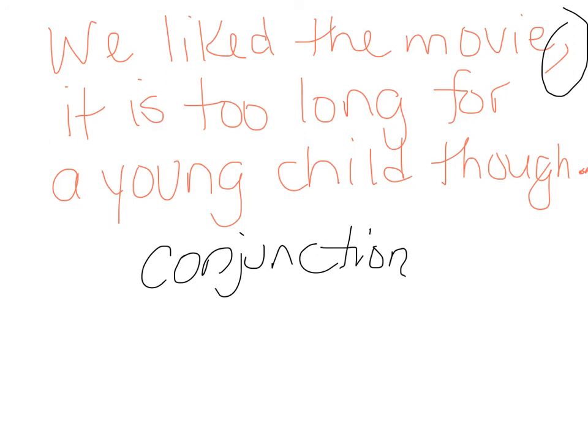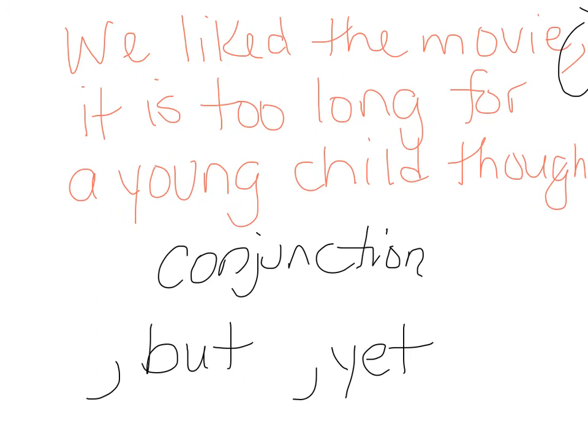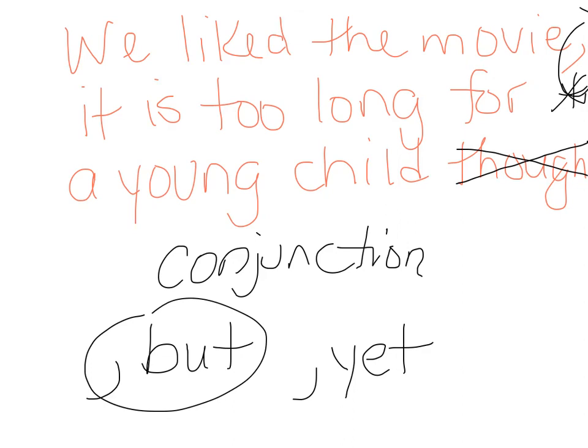We liked the movie. It is too long for a young child, though. So you're adding a condition onto who might go see this movie. So maybe something like comma, but, comma, yet. Those would both be good fixes. If we add comma, but, we already have the comma here, and we add the word but right here. We really don't need this word at the tail end. It's a little bit redundant. So we can rewrite our sentence. We liked the movie, comma, but it is too long for a young child, period.